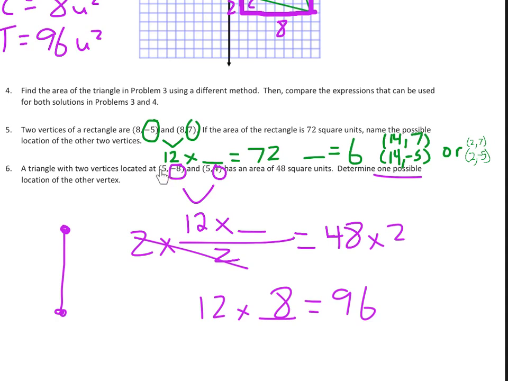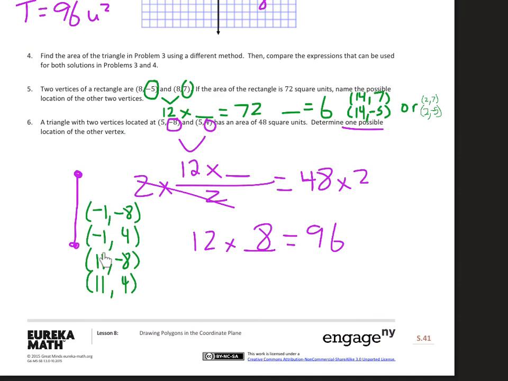So in all of these, you can either add 6 to 5 and do 5 plus 6, which is 11, negative 8, which would take this way. You could subtract 6, which would be negative 1, negative 8. You can use this one and add 6 to the x, which would be 11, 4, or you could do negative 1, 4. Any of those would be one possible location. And so here are your options.